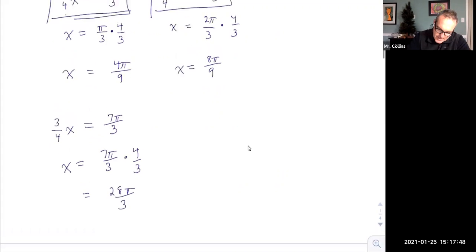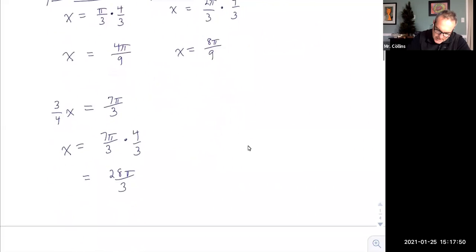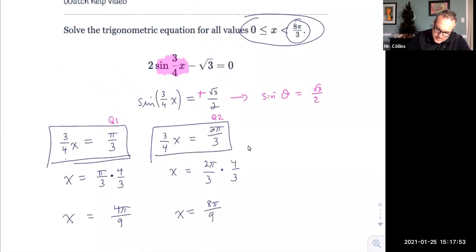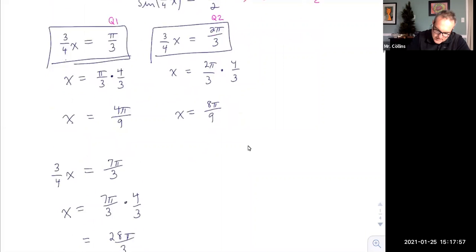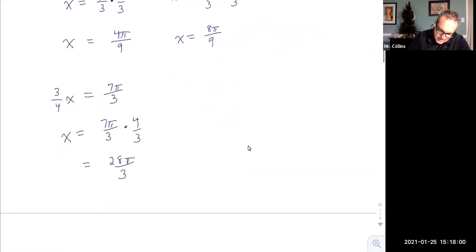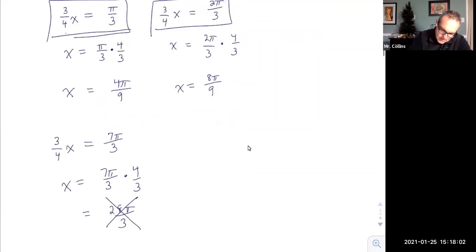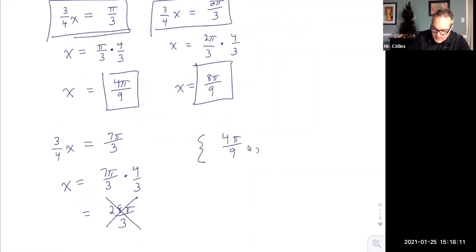And then check your domain. Does that fit in the domain, 28π/3? Is that bigger than 8π/3? It is. That's much bigger than 8π/3. So guess what? We're going to stop, and then these are our only two answers. So on Delta Math, of course, you're going to type in 4π/9, and then when you hit a comma, it'll open up a second window, and you type in 8π/9. Okay, so not the easiest problems in the world. You've got to take them step by step.